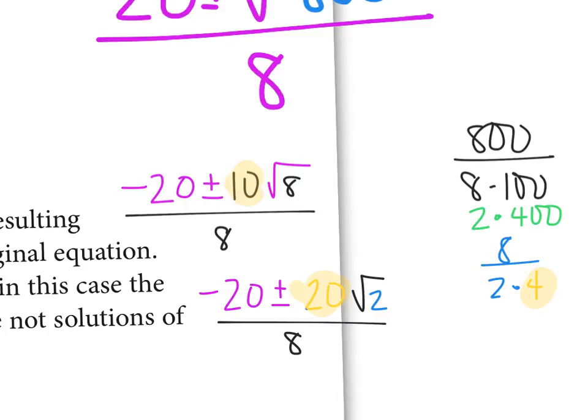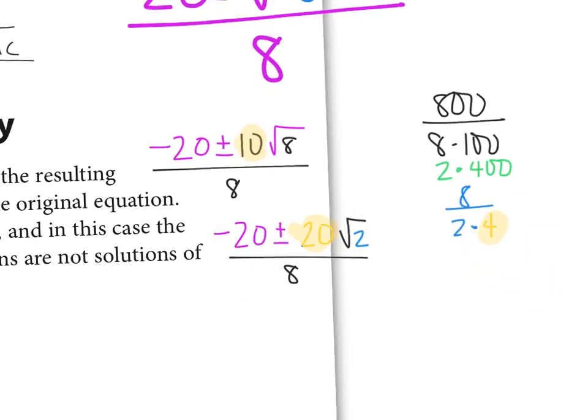Can I reduce that any more? I can divide everything by 4. So I really end up with negative 5 plus or minus 5 square root 2 over 2. Okay, so we are saying that this problem has 2 solutions. It has 2 answers. Negative 5 plus 5 square root of 2 over 2 and negative 5 minus 5 square root of 2 over 2.